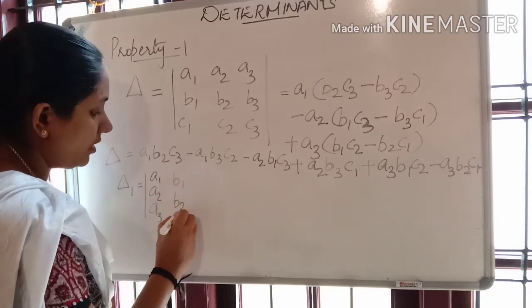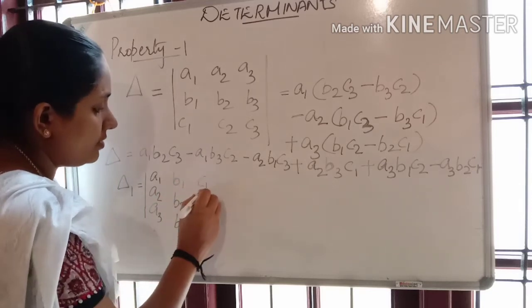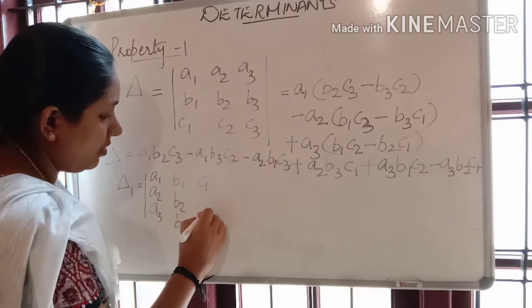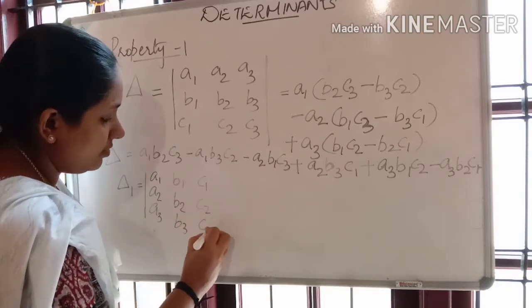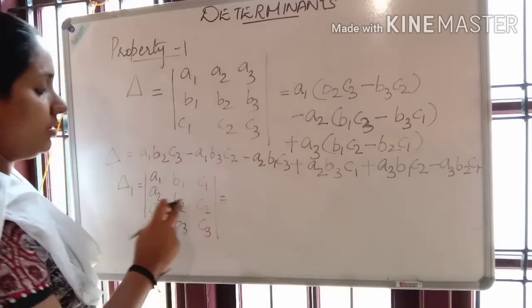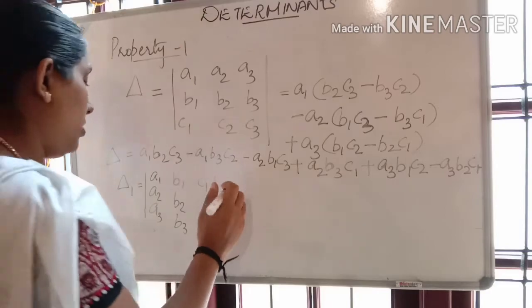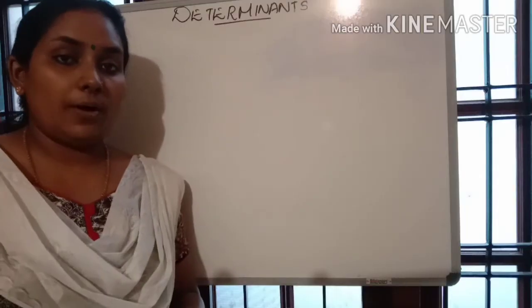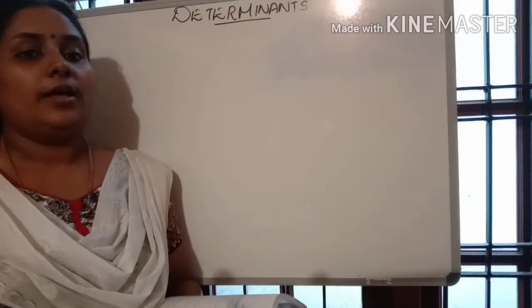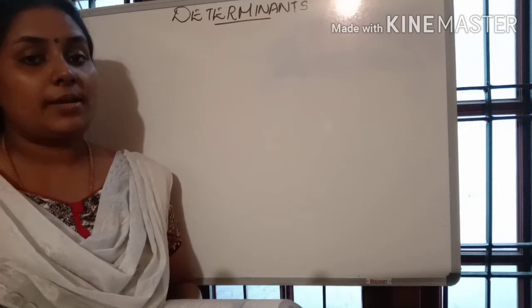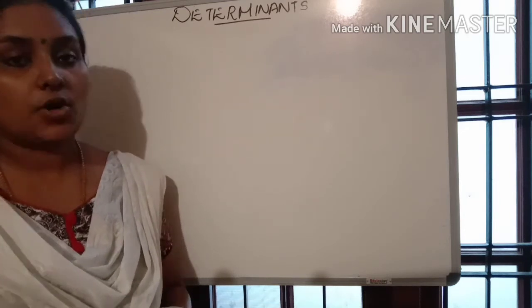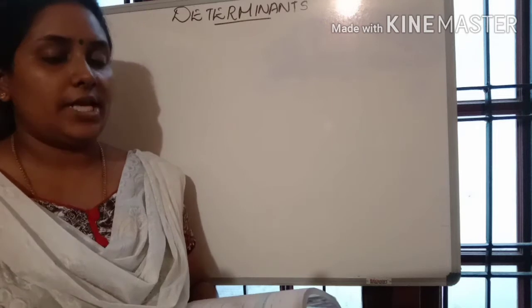Second row in second column, third row as third column. Will the determinant of this one give the same answer as delta or not? Property number 1: we have learned that the value of a determinant is unchanged if its rows and columns are interchanged.